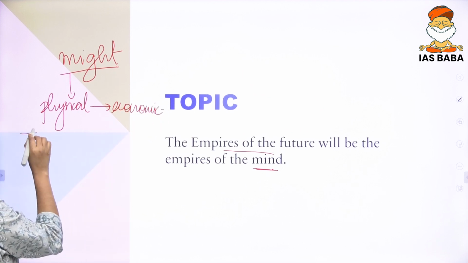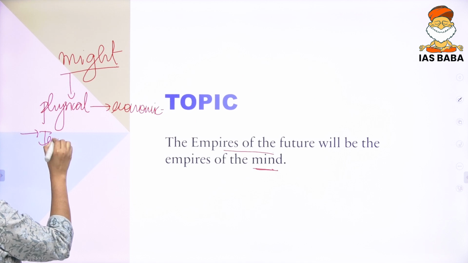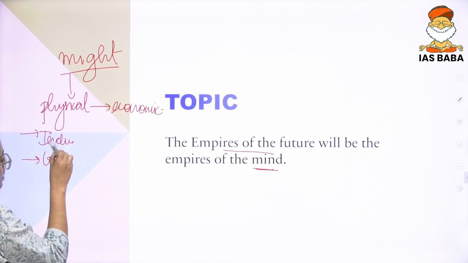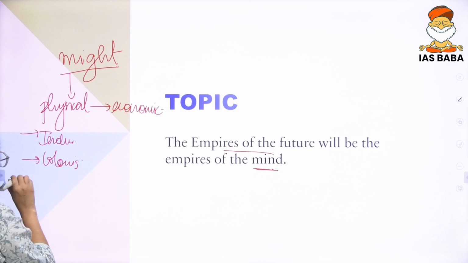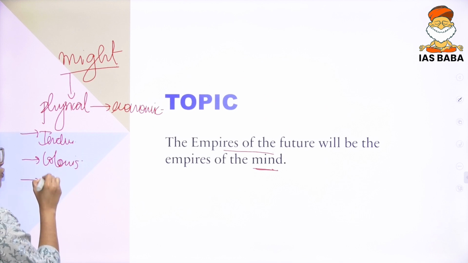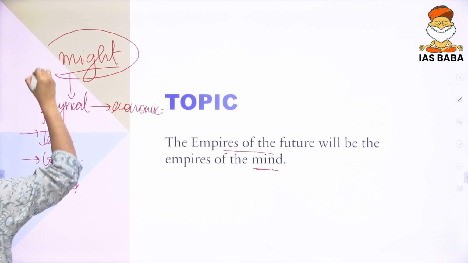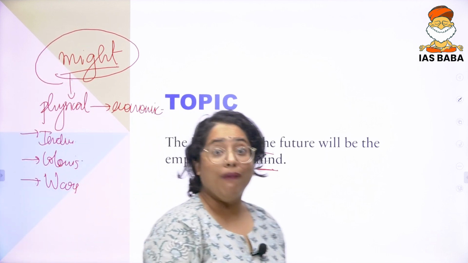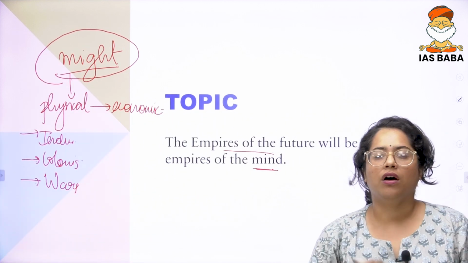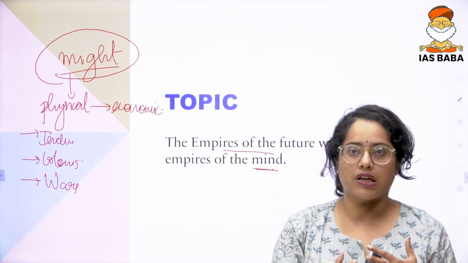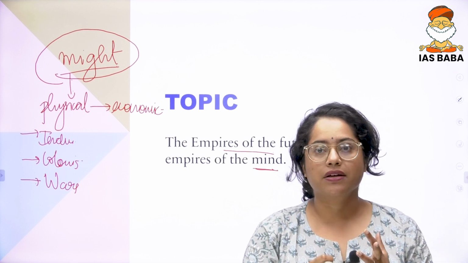So you have different things like the industrial revolution, you have colonization that happens, you have wars that are fought. These are all empires of might. Trying to show your physical strength, trying to show your military strength, and trying to create empires out of it.